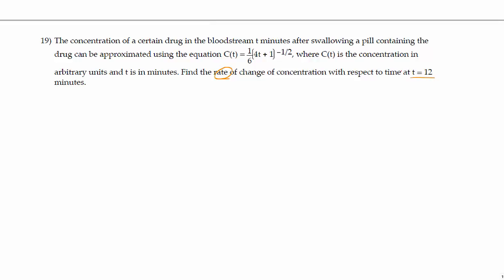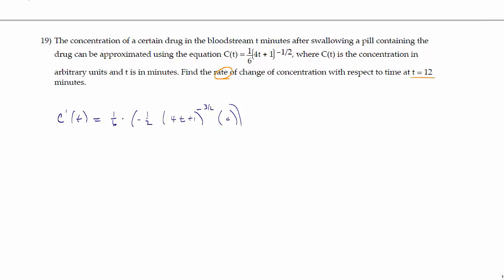So I'm using my general power rule to take the derivative. So I have c prime of t is equal to 1/6 times, I'm supposed to bring down my exponent, bring down the negative 1/2, decrease the exponent by 1, so 4t plus 1 to the negative 3/2, and then multiply it by the derivative of what's inside, so times 4.